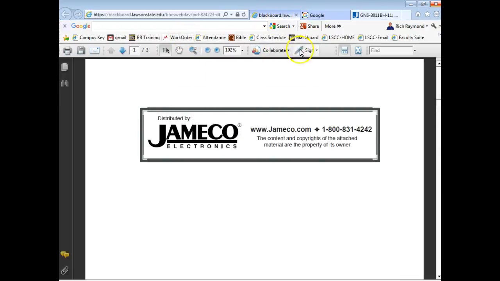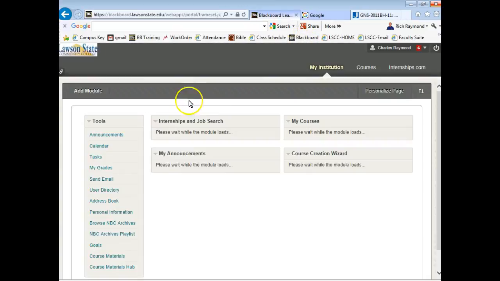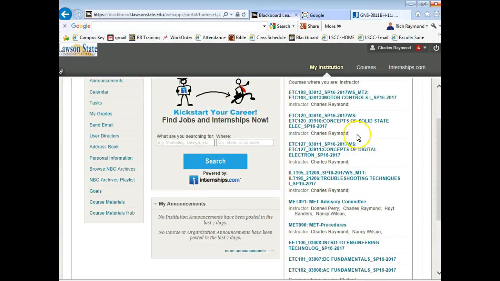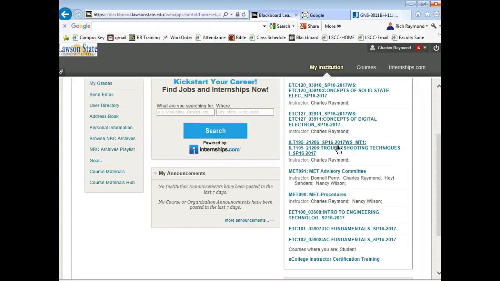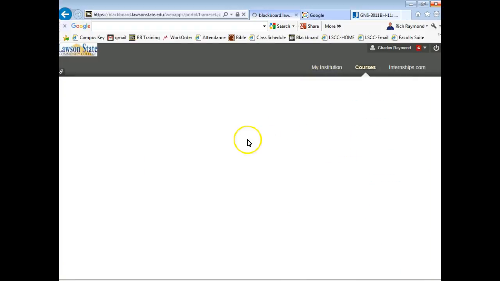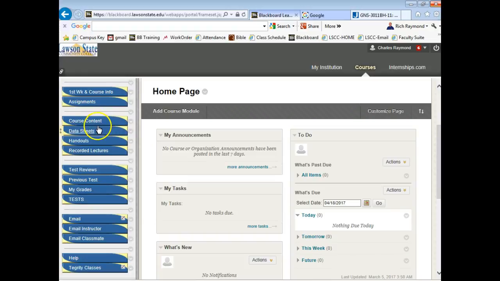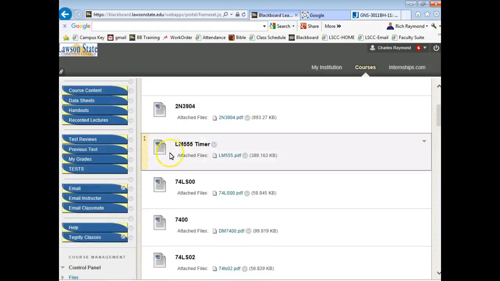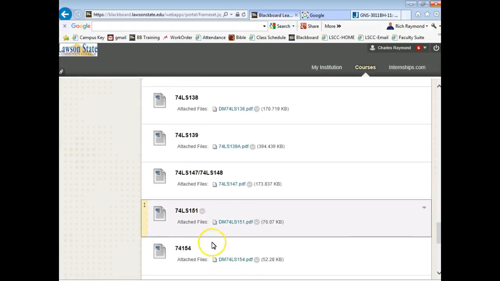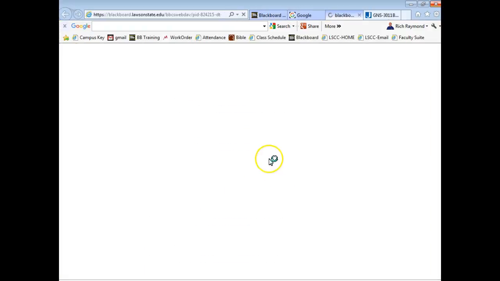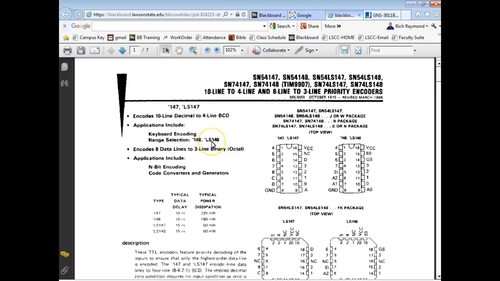Dang it, I lost Blackboard. So y'all have the data sheet on the 74147 in there? And we'll see how this data sheet nomenclatures the pins relative to our lab. It's got the 74147 on there.